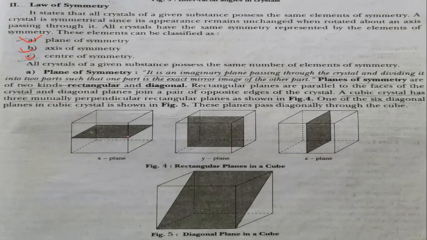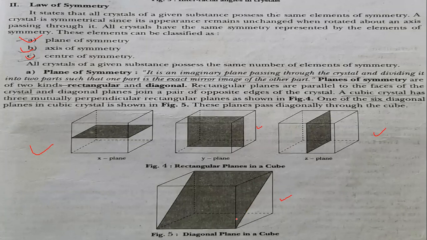Now, these are the cubic structures. If you cut this cube along any direction, see here, this is one plane. This is another plane, a vertical plane. And now this is a diagonal plane.